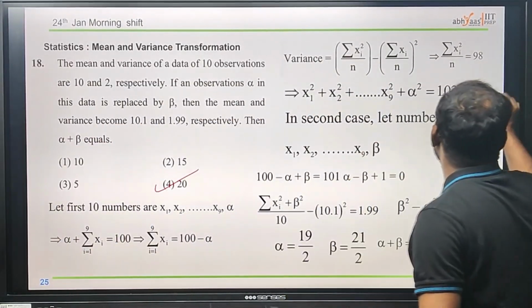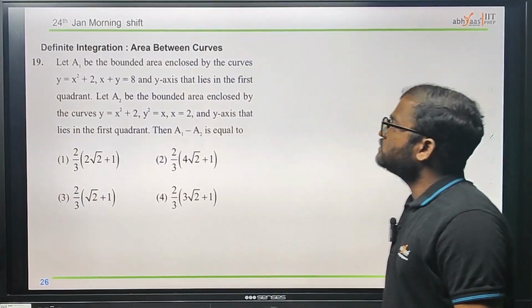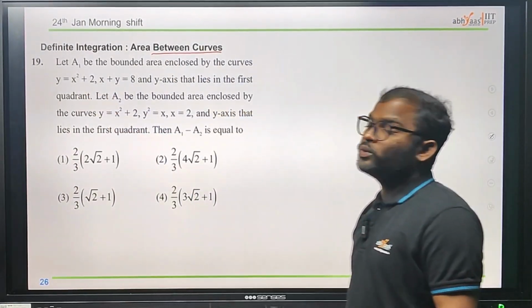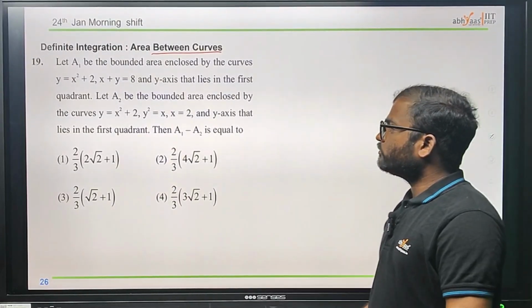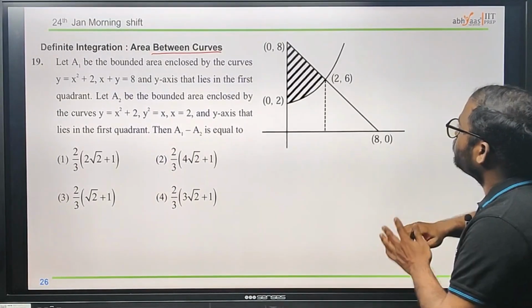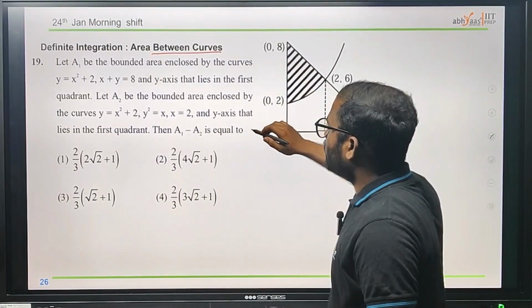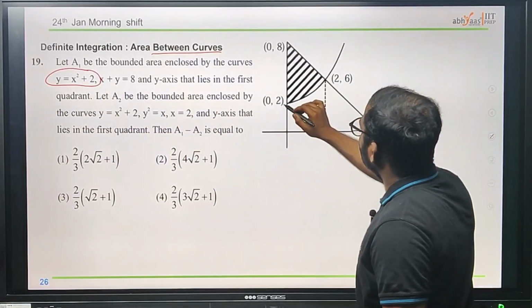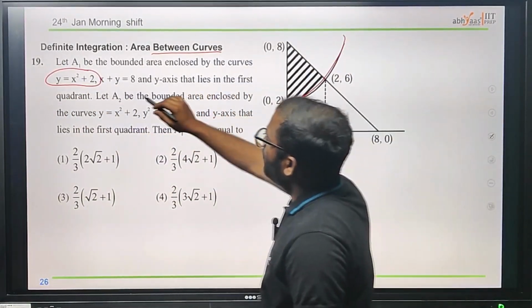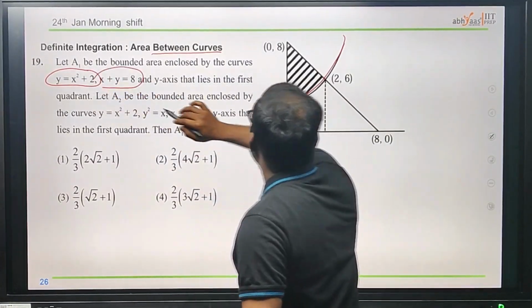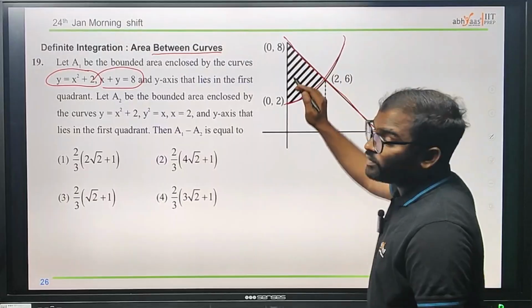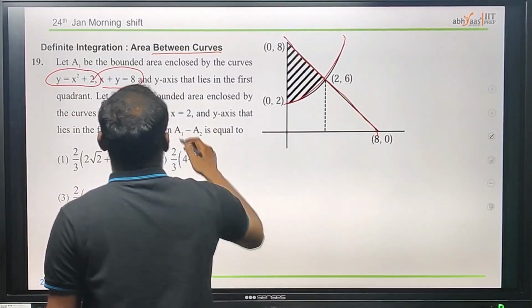Next question, on the basis of definite integration, which is the area between the curves. We see here we have a two-curves situation, which I will show here. For the first curve, by using this, y is equal to x square plus 2, this is a parabola. And for x plus y is equal to 8, this one. This is the region we get in common, which is for A1.